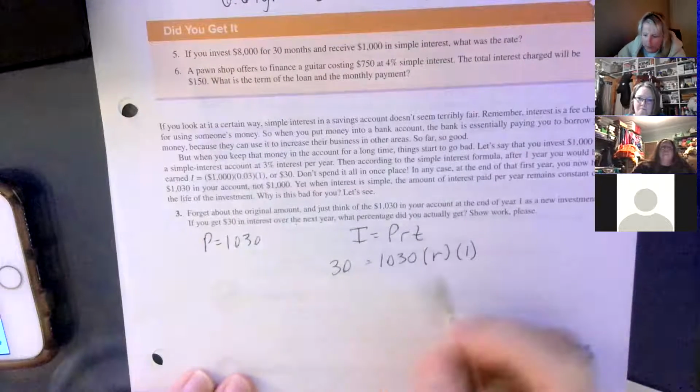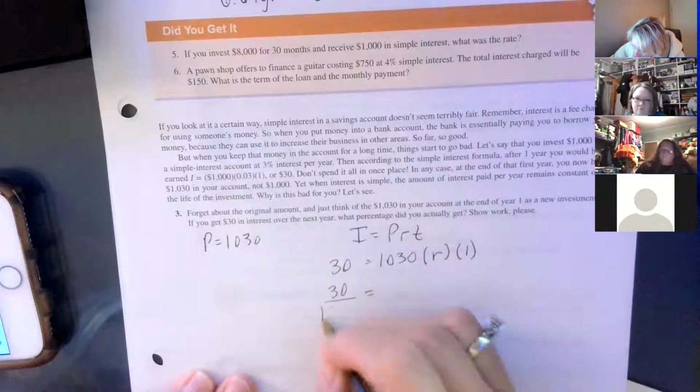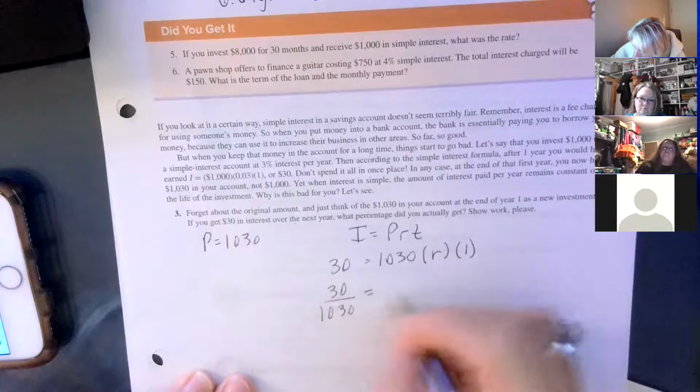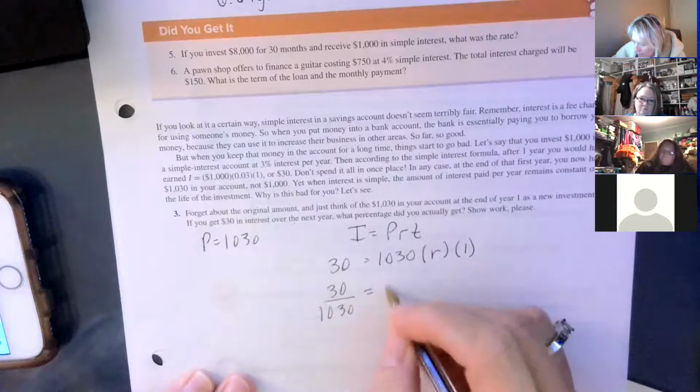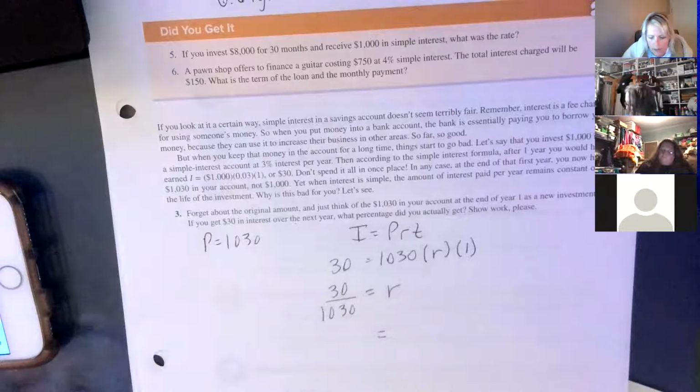Okay, so to find my rate, I'm going to take 30, following example 2, and divide by that, and the 1 doesn't matter. So my R. So what does my rate come out to be? 2.9%.